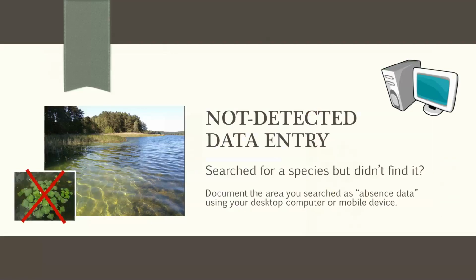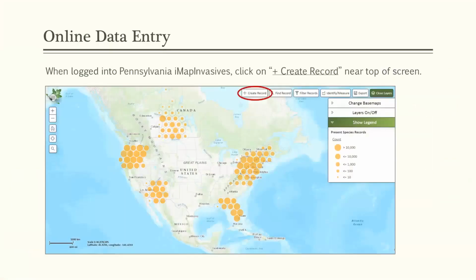The next record I'd like to talk about is the not detected data entry. That's when you search for a species and you did not find it. This type of data can be entered on your desktop computer, mobile device, and also the mobile app. But we're not going to talk too much about the mobile app today. We're going to talk mainly about the actual online version of iMap.